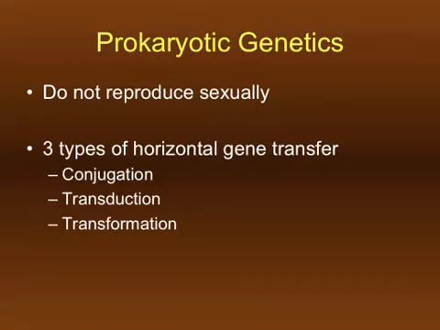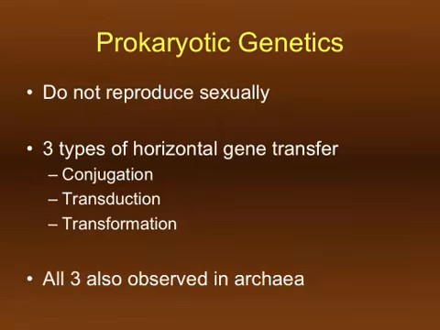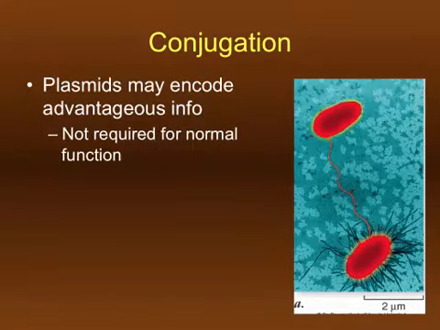And so we're going to spend a few minutes now talking about conjugation, transduction, and transformation. Archaeobacteria can do these same processes, but we're going to focus on these primarily in bacteria. So the first one we're going to look at is conjugation. And conjugation is where two bacteria can exchange plasmids.